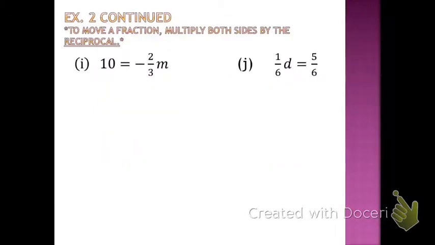We are still in example 2. We are still solving equations, but now look at the numbers that we need to move. All right, to move a fraction, this says multiply both sides by the reciprocal. Well, first things first, what's a reciprocal? If I give you the fraction 1/2, what is the reciprocal of 1/2? 2 over 1. You simply take the fraction and you flip it, right? That's a reciprocal. You take the fraction and you flip it.